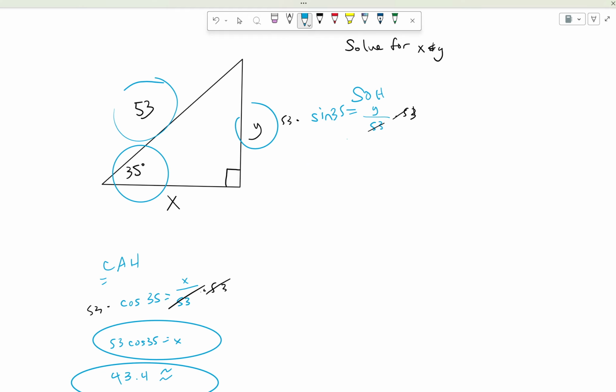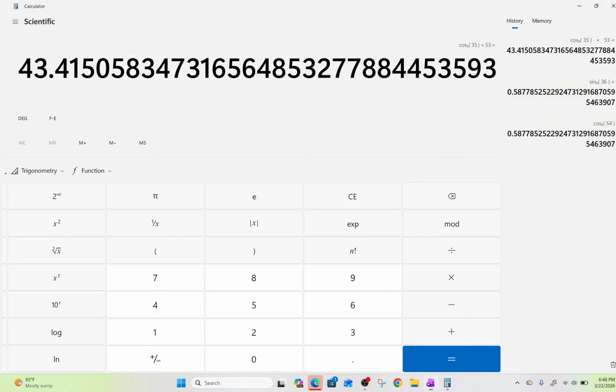And we're going to see that 53 times the sine of 35 is equal to my y. Boom, that's the exact answer. And what's it about equal to? Well, let's actually figure it out. Let's go ahead here to our calculator.